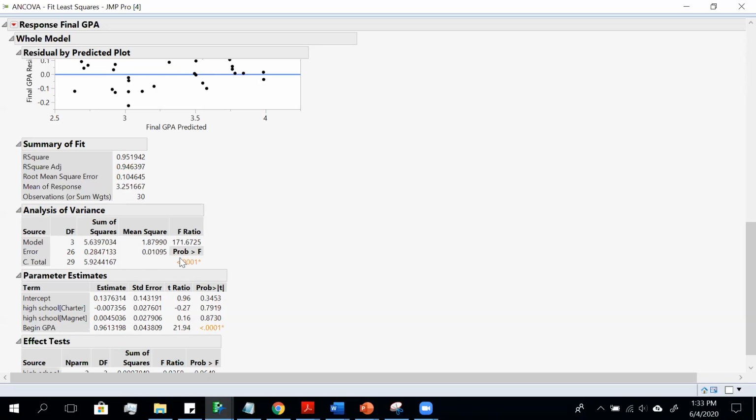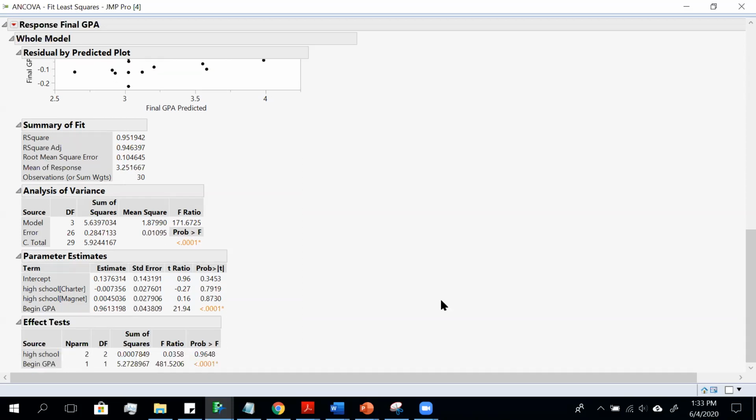Ooh, I want to study this further. Somehow there's something significant and interesting going on now. But when I look down here, look at what it is. High school. Are there differences in high school when I control for beginning GPA? No, there are still no differences.